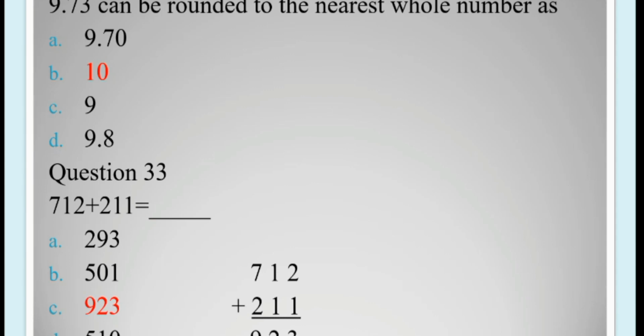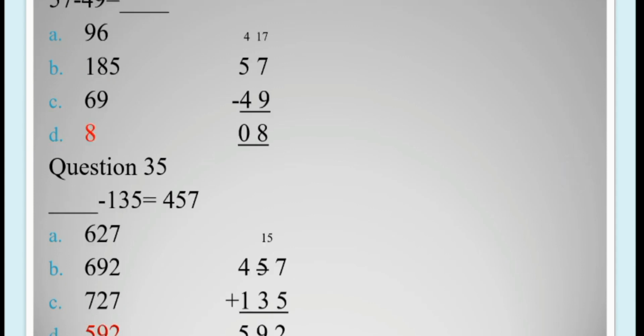In question number 33, 712 plus 211 is equal to, I have done the addition for you. You can see the answer is 923. In the next question, we have to subtract 49 from 57. I have done subtraction for you. So see, and the answer I got was 8. So tick the right answer, 8.